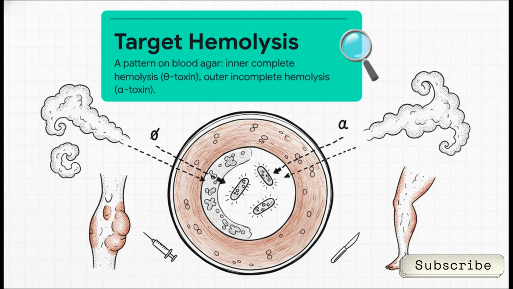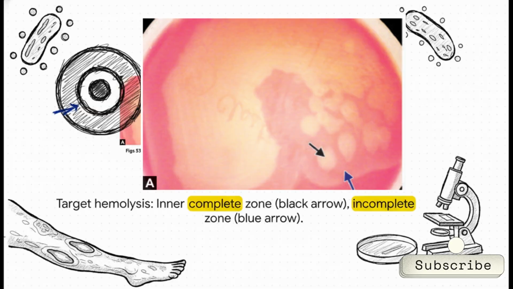It uses 2 different toxins to create 2 zones of damage. There's a small inner zone of complete destruction, that's complete hemolysis, caused by its theta toxin. And around that, you get a much wider, hazy zone of partial destruction or incomplete hemolysis, caused by its infamous alpha toxin. And here's what that target actually looks like on the plate.